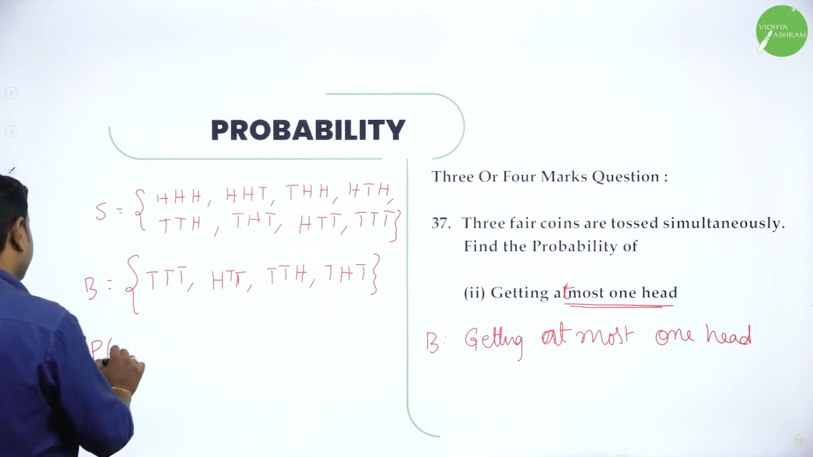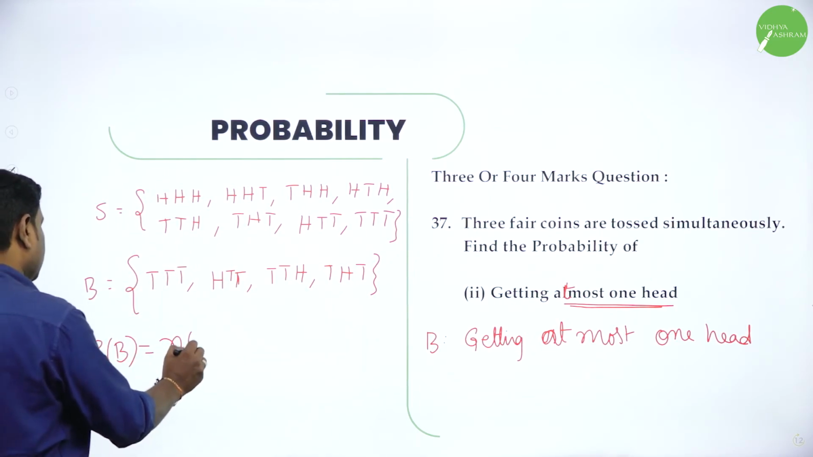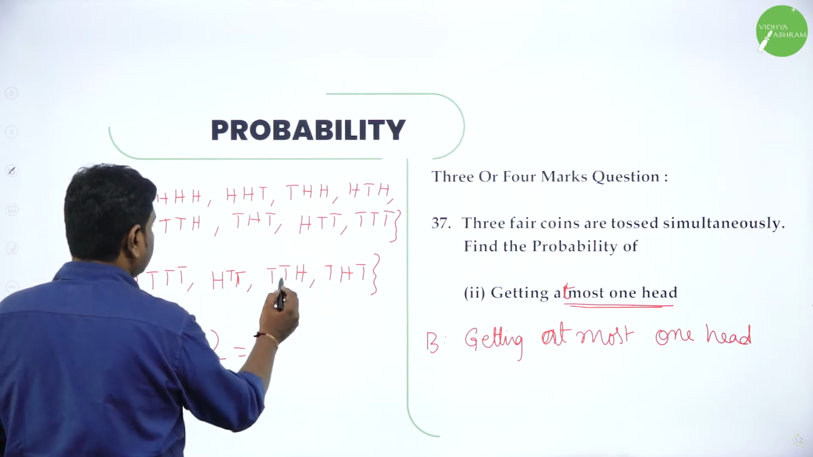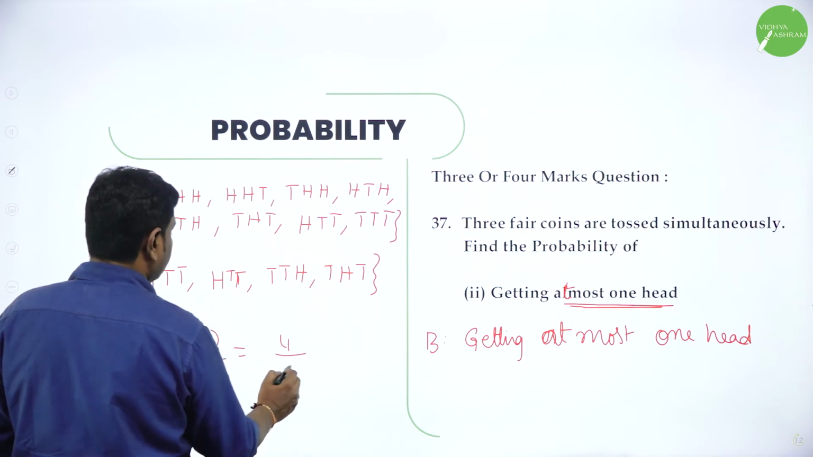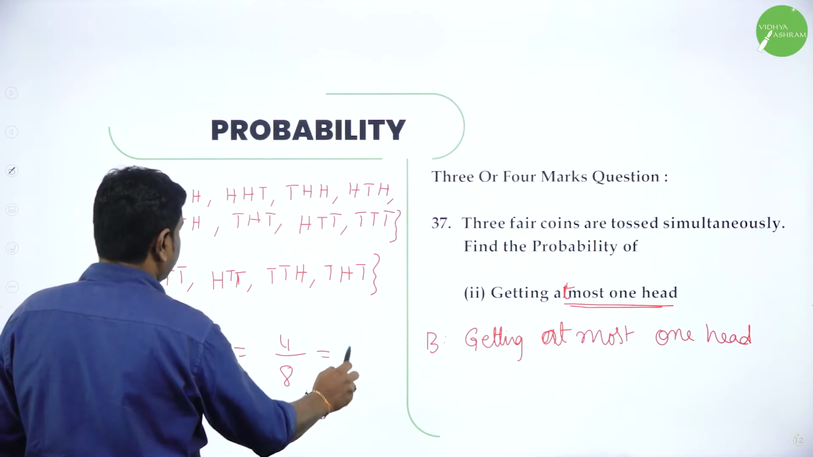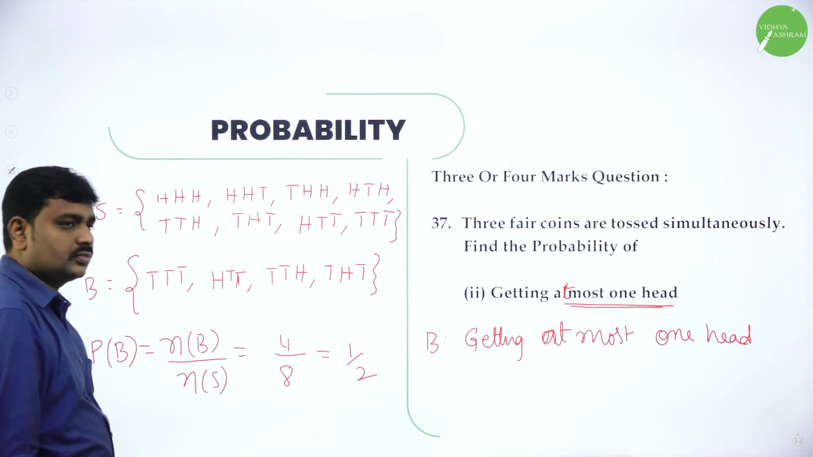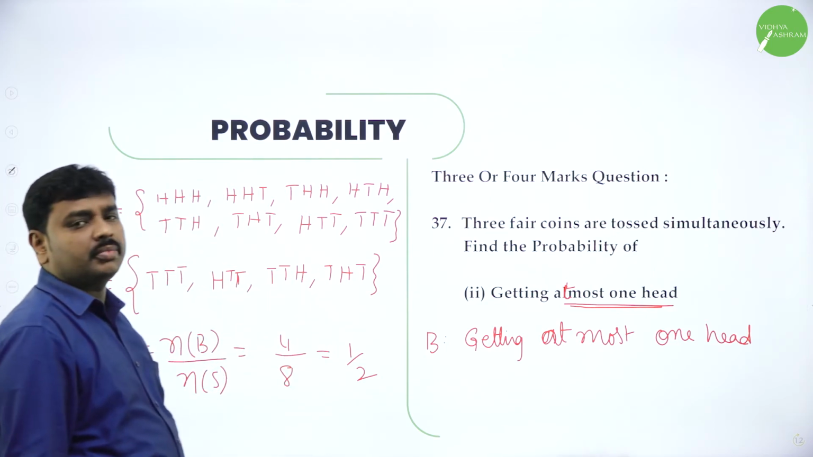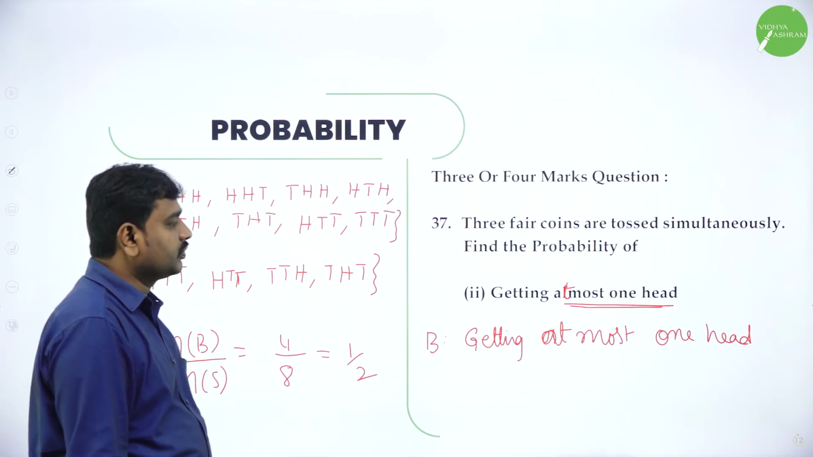So what is P of B? N of B by N of S. What is N of B? 1, 2, 3, 4, divided by what is N of S? 8. 1 by 2. Favorable we have 1, 2, 3, 4. Total we have 8. 4 by 8 is 1 by 2.